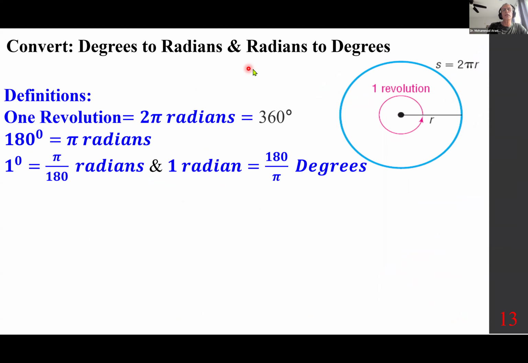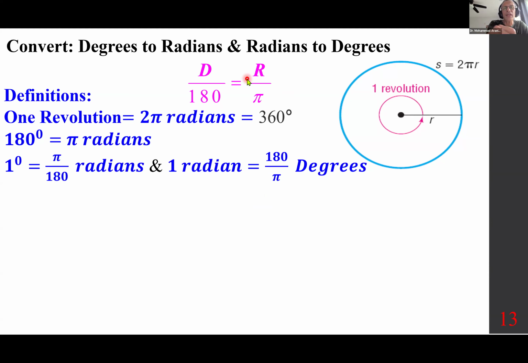Convert degrees to radians and radians to degrees. Remember, 1 revolution is 2 pi radians, or 360 degrees. So pi would be 180 degrees. So 1 degree is pi over 180 radians, and 1 radian is 180 over pi degrees. And to make it nice and easy, look at this formula: D over 180 is R over pi, because 180 degrees is the same as pi, with D at the top of that and R at the top of the pi.